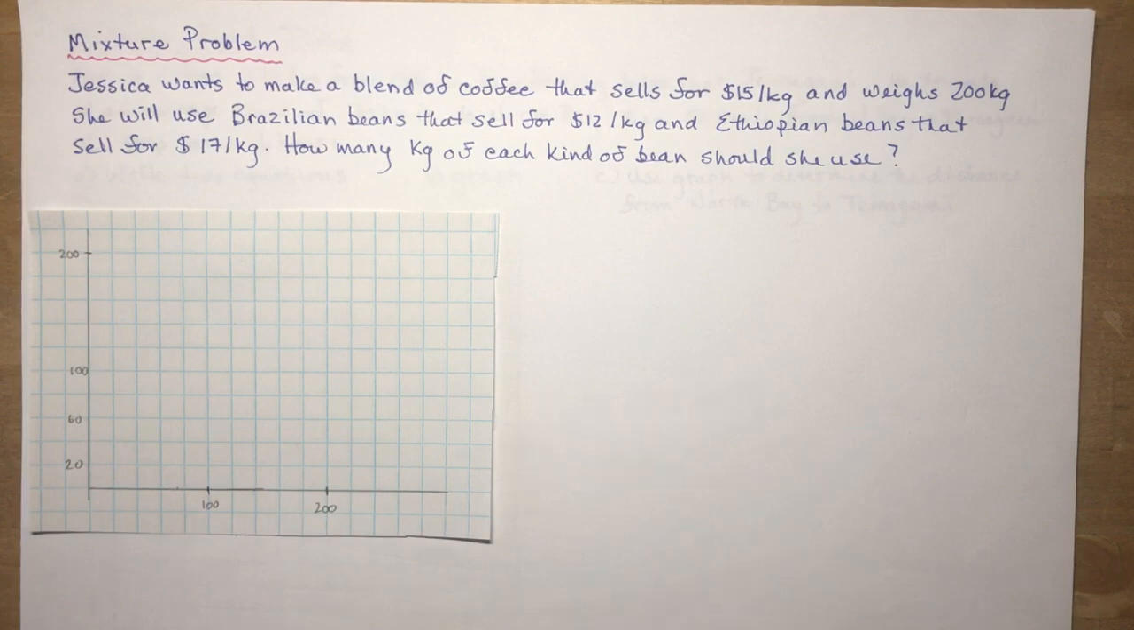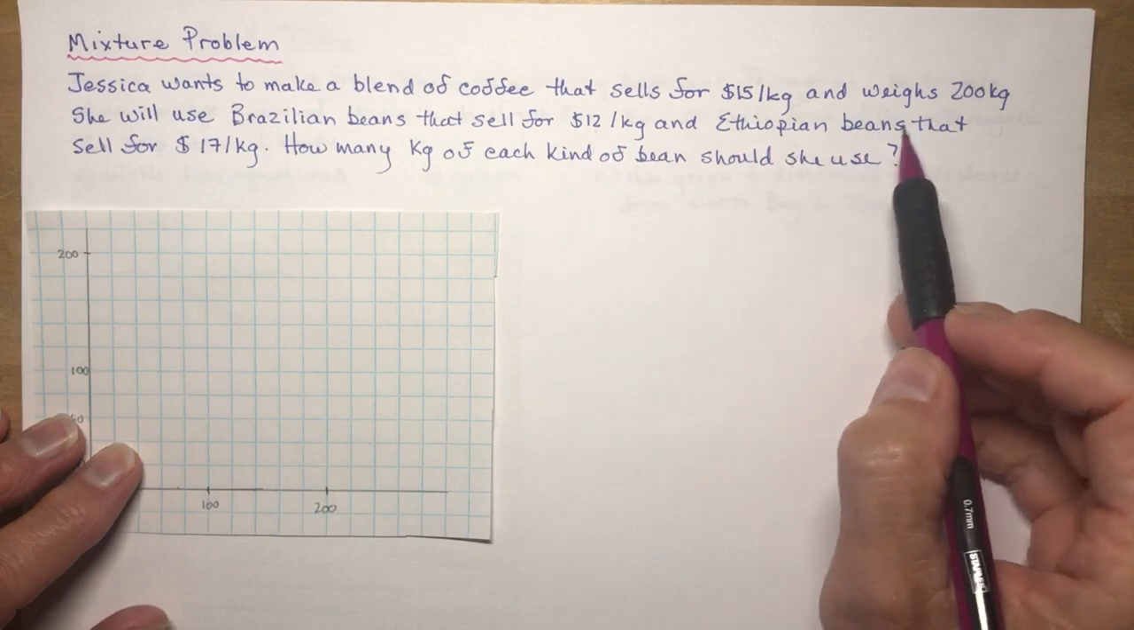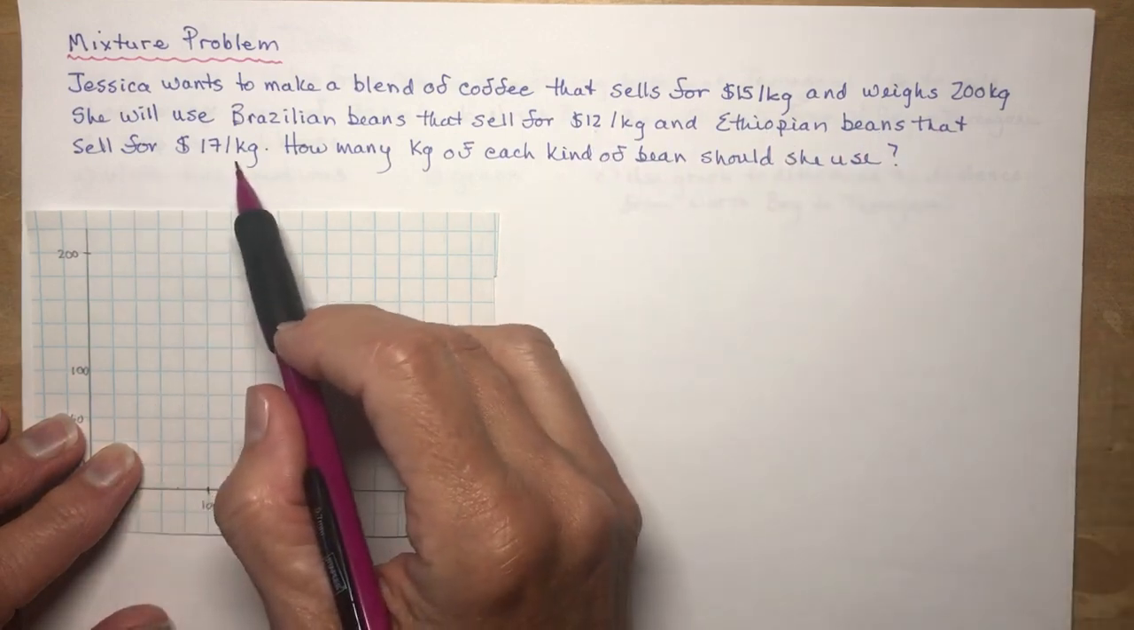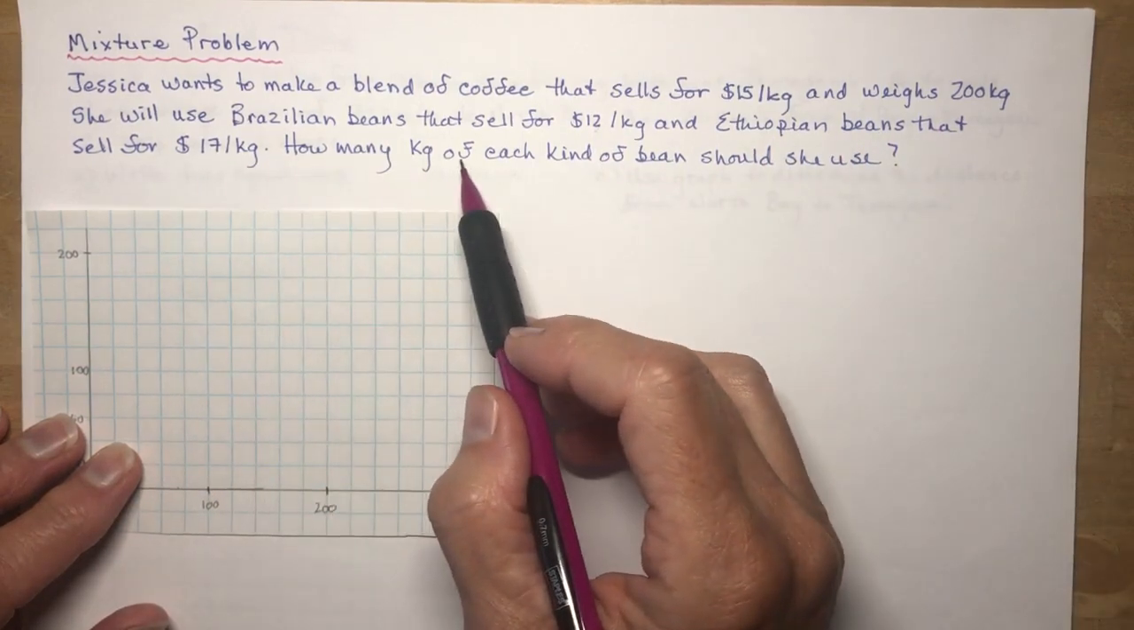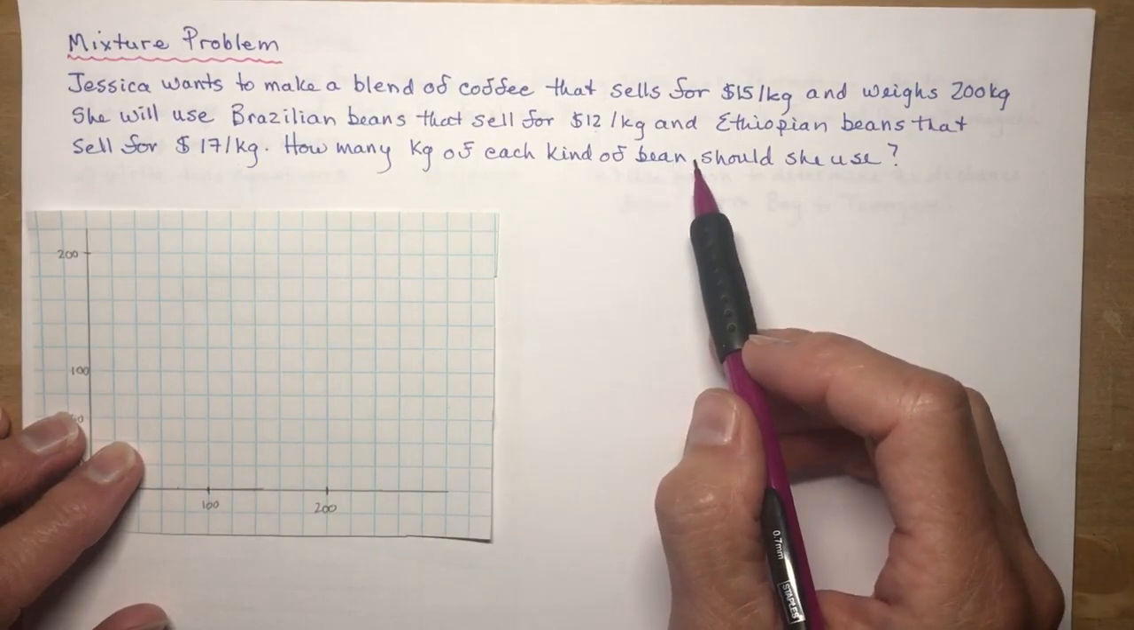So it says Jessica wants to make a blend of coffee that sells for $15 per kilogram and weighs 200 kilograms. She's going to use Brazilian beans that sell for $12 a kilo and Ethiopian beans that sell for $17 a kilo. How many kilos of each kind of bean should she use?